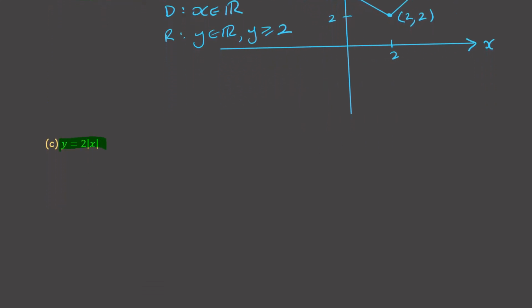Finally, y equals 2 mod x. Well, 2 mod x will just be equal to 2x for x greater than or equal to 0, and negative 2x for x less than 0. So we do a sketch of that.